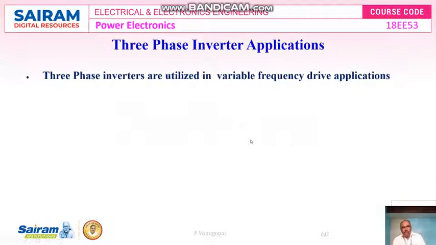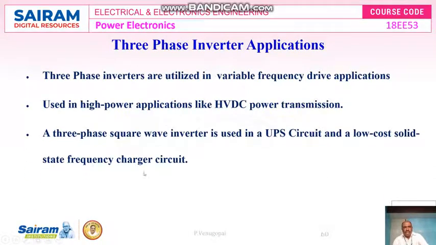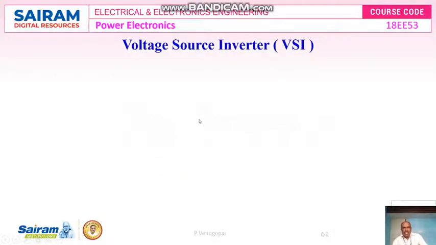I hope in the previous session you understood about the line and the load voltages, and here, what are the applications of the three-phase inverter? Three-phase inverters are utilized in variable frequency drive applications. They can be used in high power applications like HVDC power transmission. And the output of the three-phase inverter is always non-sinusoidal. It may be a square wave or quasi-square wave. Therefore, this can be used in UPS circuits and low-cost solid-state frequency changer circuits. Also, we are using three-phase inverters.